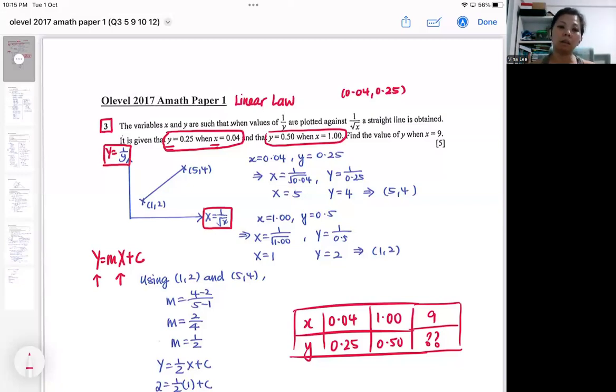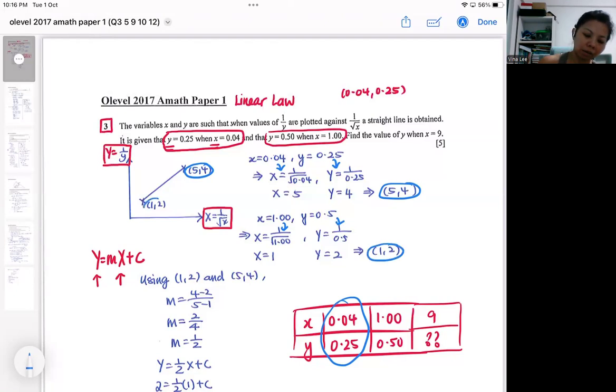So in order to get the capital Y equal to mx plus c, I will need 2 points. So in a way, I'm going to transform these 2 points. So I'm going to use the capital X and capital Y. So can you see how I actually transform it? And then I get a 5, 4. This 5, 4 is in a way the new table. So this 5, 4 is actually on the new graph, on your linear law graph. So same thing, I'm going to transform the X and Y, and I got 1, 2. So 1, 2 is on this graph.